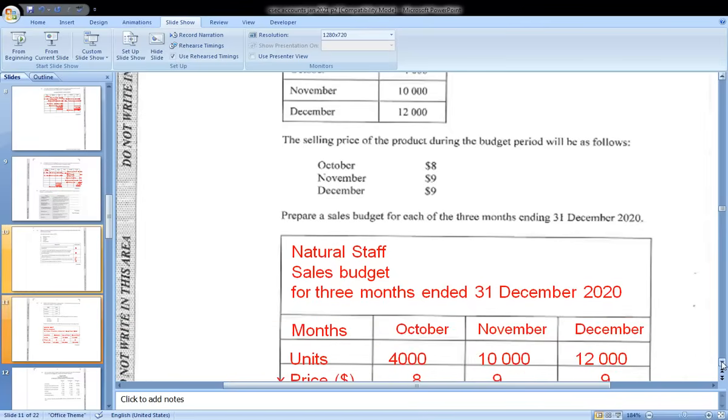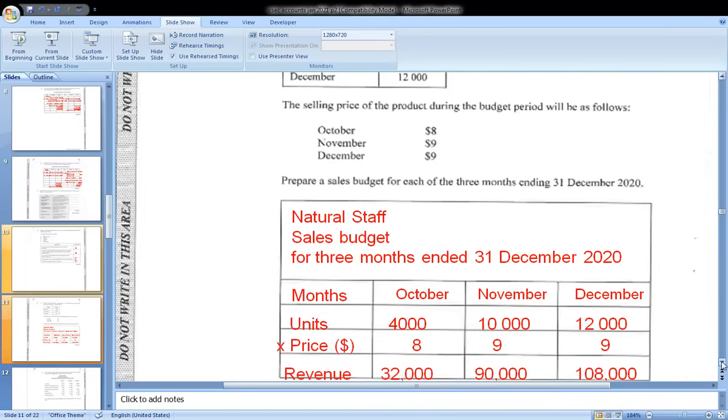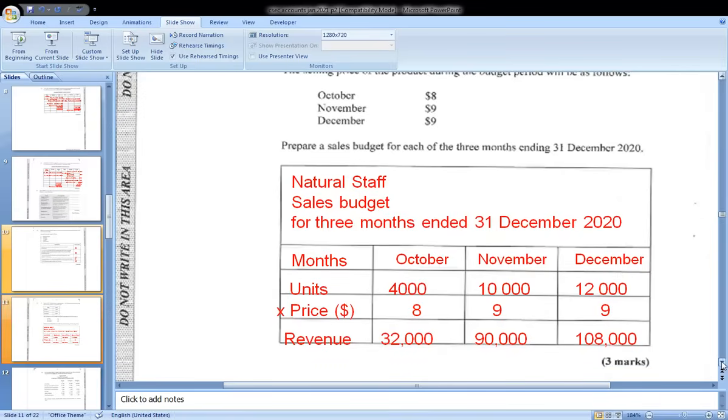So here is our sales budget. We have Natural Stuff sales budget for 3 months ended 31st of December. So our months October, November, December, and our units and the price. So our units: October 4,000, November 10,000, December 12,000. And they gave our prices: October $8, November $9, December $9.